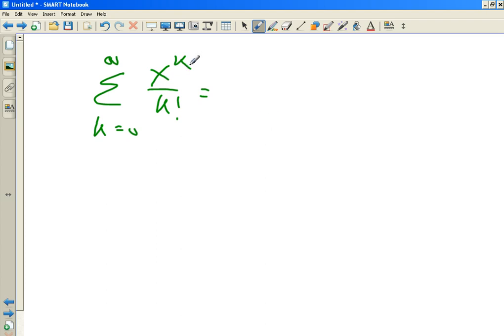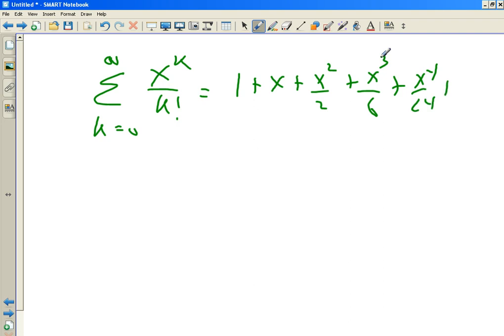Something to the 0 is 1, and 0 factorial is 1. Remember we talked about this. Pascal's triangle doesn't work otherwise. Plus, plug in k equals 1: x to the 1 over 1 factorial, plus k is 2, plus k is 3, and so forth, right? x to the 4th over 24, and so on.